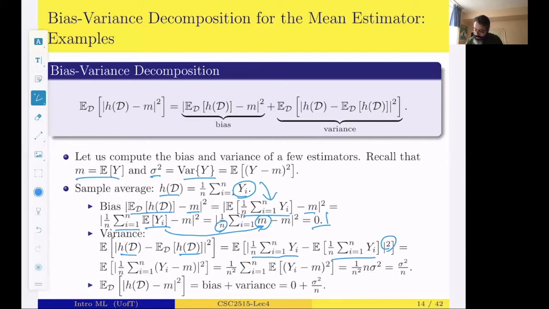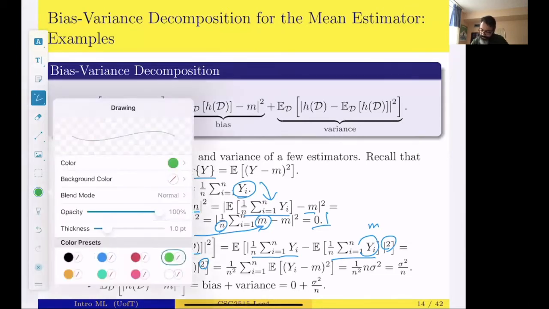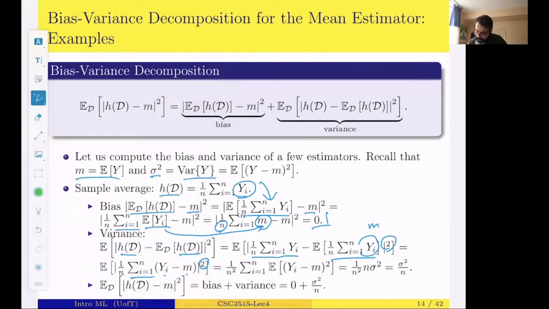The expectation of each of them would be equal to m. And I can change the order of expectation and summation. So after some simple manipulation, I get 1 over n times the summation from 1 to n of the expectation of yi minus m squared. I know this is probably simple, but just look at this term. It is essentially the variance of the random variable yi.